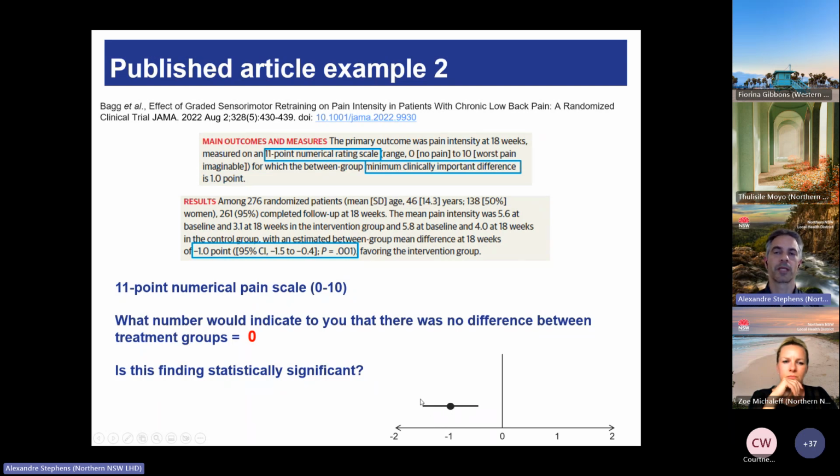And I know based on that, it doesn't include the value of no difference, 0, and therefore the finding is statistically significant. So just to reinforce, that confidence interval provides a plausible range for the true population parameter. We don't know where it is in this range.